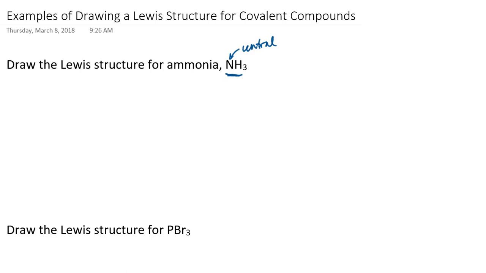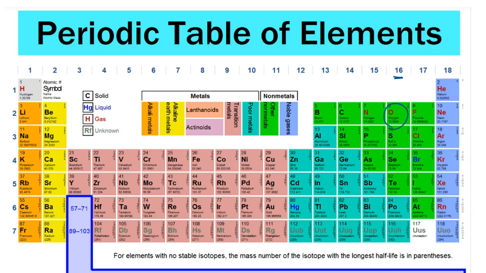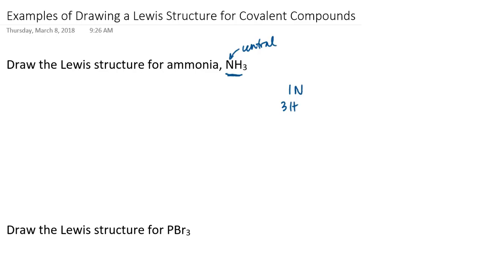Now I'm going to break down the structure of ammonia to do this. I have 1 nitrogen and I have 3 hydrogens. Now, on the periodic table, nitrogen is here in group 15. So that means that nitrogen has 5 valence electrons.